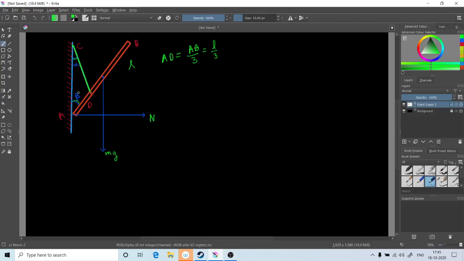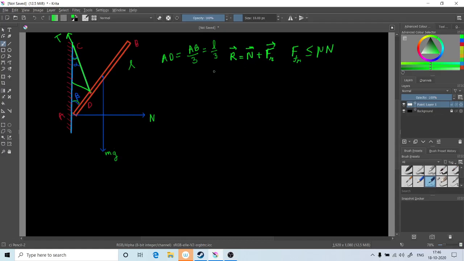So the rod is under the action of three forces: the force of tension of the string, the force of gravity, which is mg, the weight, and the reaction of the wall, R equals N plus the static friction. N is the normal reaction of the wall and Fr is friction, which gives us the condition Fr ≤ mu N.